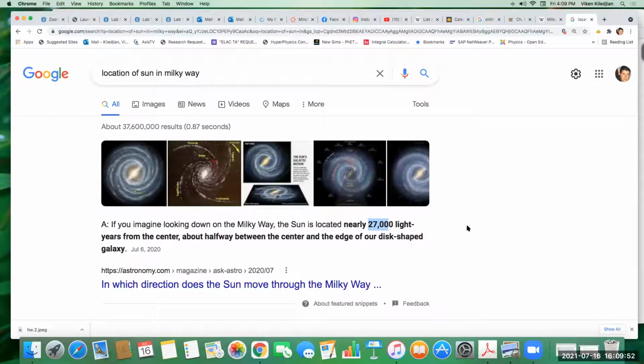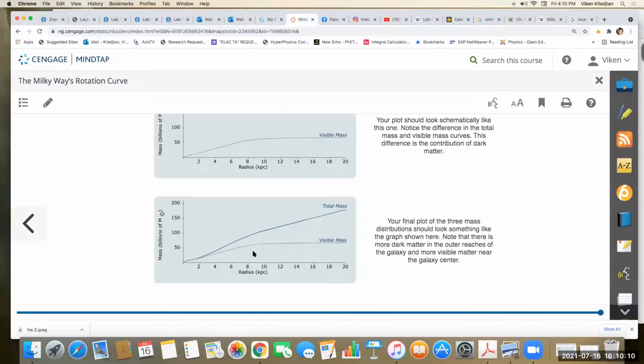So divide that number by 3.26. Remember, 3.26 light years is 1 parsec. So 27 divided by 3.26. The sun is 8 kiloparsecs away. There you go, 8 kiloparsecs. So that means the sun is around here. Right there, 8 kiloparsecs. That means within the radius of the sun, there's already quite a bit of dark matter.